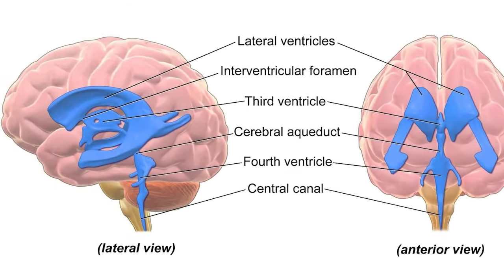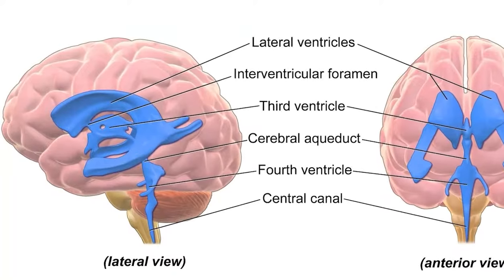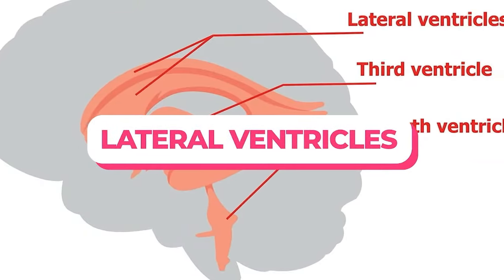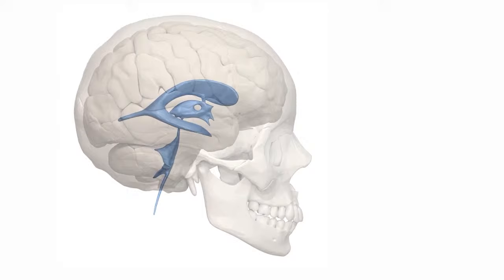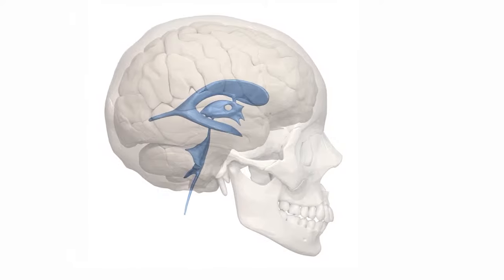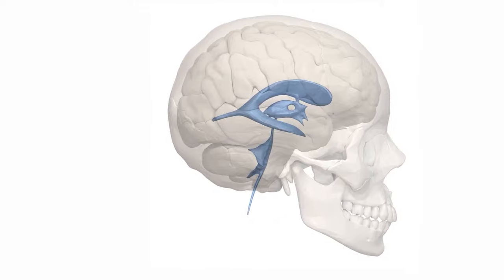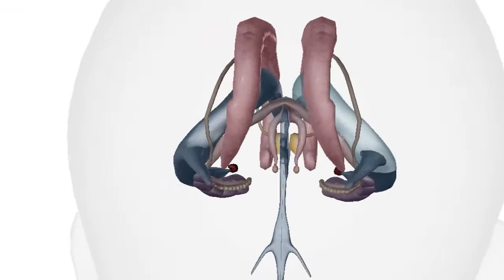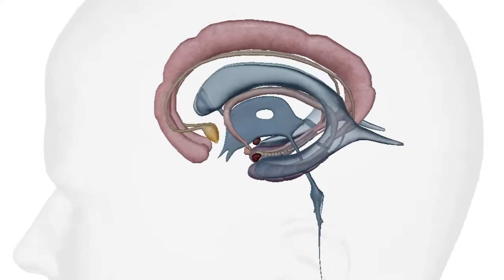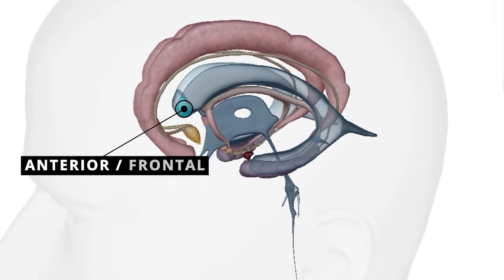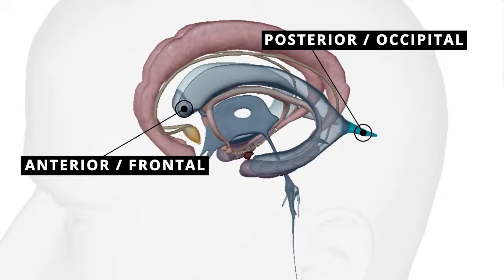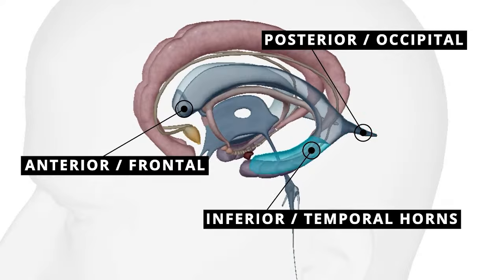Anatomy and structure. The ventricular system comprises four main ventricles. Lateral ventricles, first and second ventricles. These are the largest of the ventricles and are found within each hemisphere of the cerebral cortex, having a curved, horseshoe-like shape. Each lateral ventricle consists of a central body and three protruding horns, the anterior or frontal, posterior or occipital, and inferior or temporal horns.